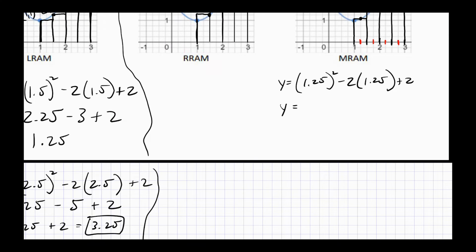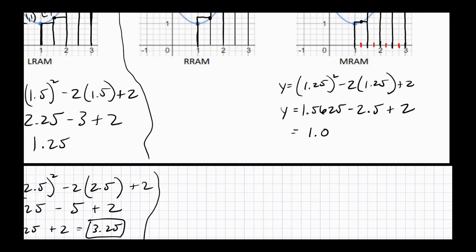Okay. So 1.25 squared is 1.5625. 2 times 1.25, it's like $1.25, double $1.25, that's 2.50, so 2.5. So subtract that and then add 2. I get 1.0625.